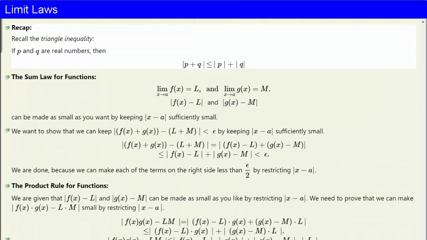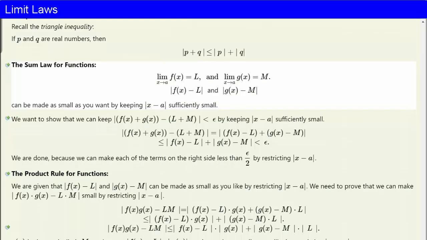Now that we have established the usefulness of the limit laws, we can consider the proofs. Detailed proofs we post elsewhere. In this lecture, I just want to focus on the fundamental ideas behind the proofs. A key tool that you need for all of these proofs is the triangle inequality. It states that if p and q are real numbers, then the absolute value of p plus q is less than or equal to absolute p plus absolute q.